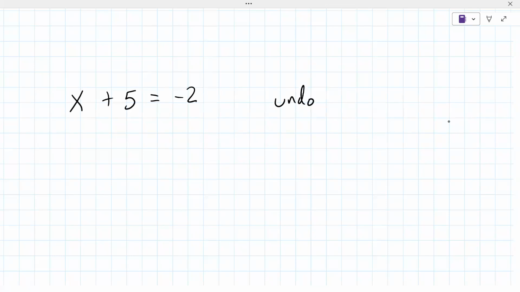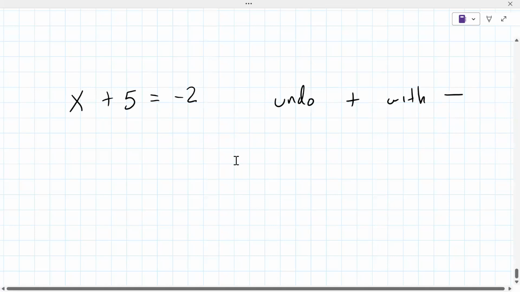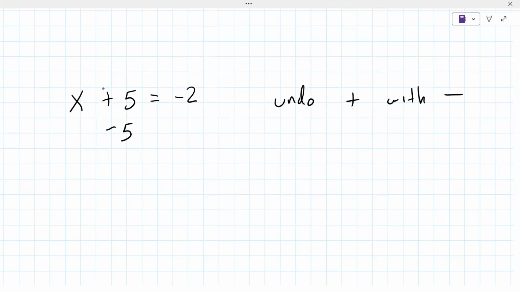So you undo addition with subtraction. There's a plus 5 on the left, so we're going to undo it with subtraction. We're going to subtract 5 from both sides of the equation. This time it's -2 minus 5. That's why the whole combining same sign, opposite sign is so important. You have to be able to solve something like this.